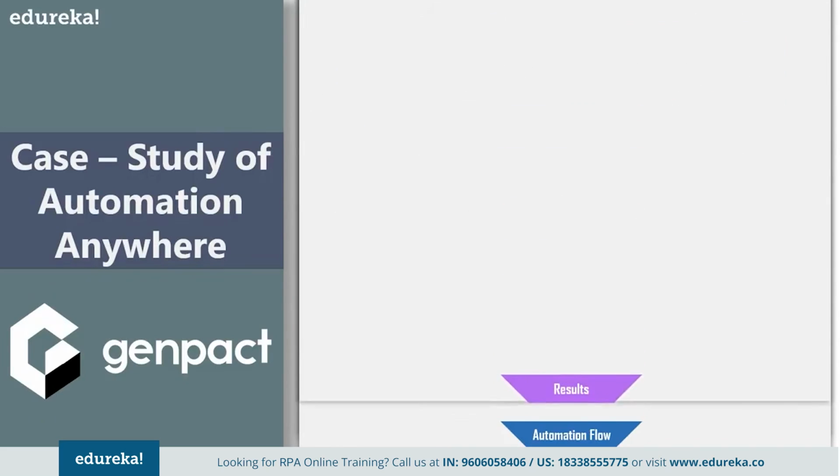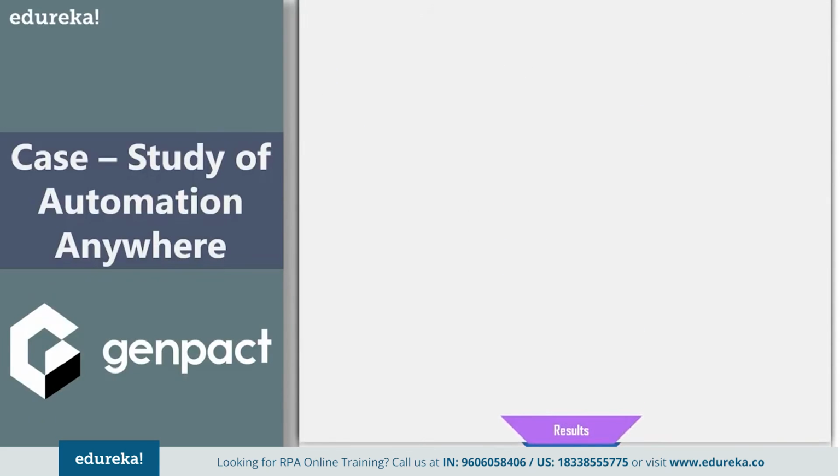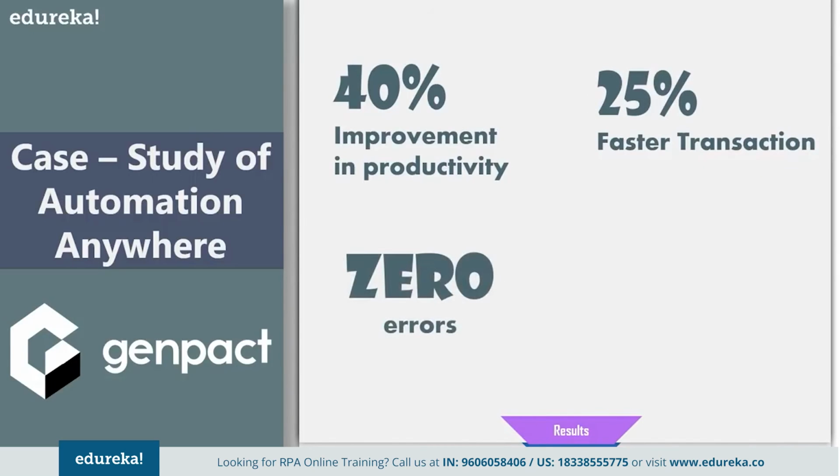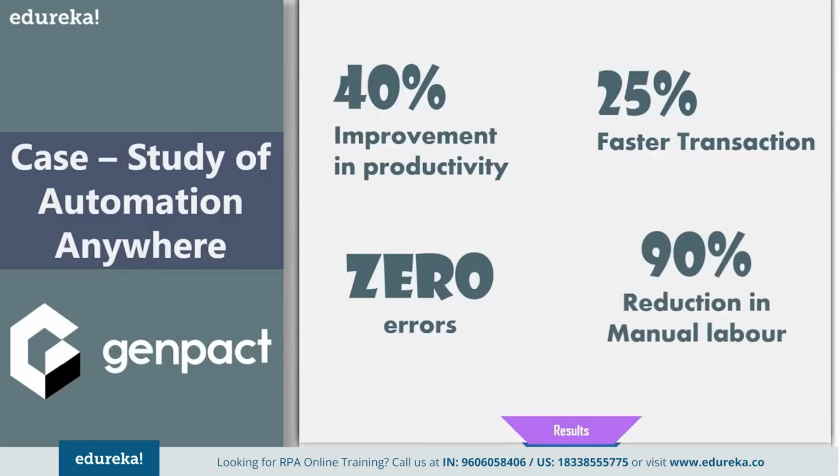Now moving on to the results of this particular solution, the results observed are quite good. There was a 40% improvement in productivity, a 25% increase in the speed of transactions, and zero errors, as people would not do anything manually, so there were fewer chances of errors. And 90% of manual labor was reduced, right? So guys, this is quite a good number when you observe. Looking at such results, I'm sure you would be excited to learn Automation Anywhere.